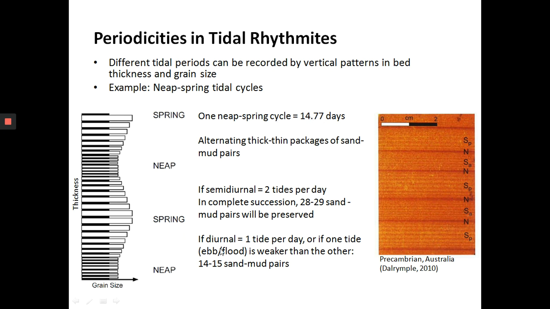14.77 days. Right. So if you have a semi-diurnal system, 2 times per day, you can get 28 to 29 sand mud pairs preserved. Or if it is diurnal, you get 14 to 15 sand mud pairs, and then you get the thick thin alternating packages.